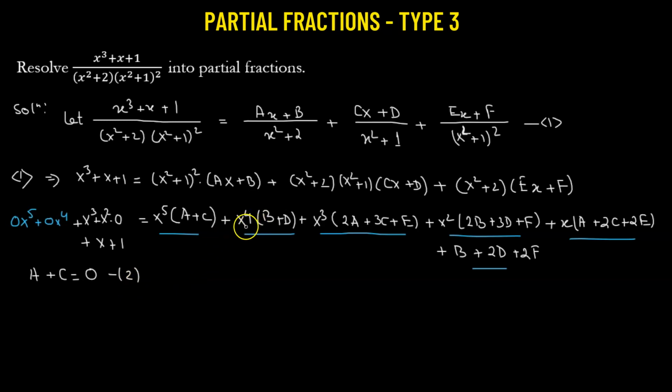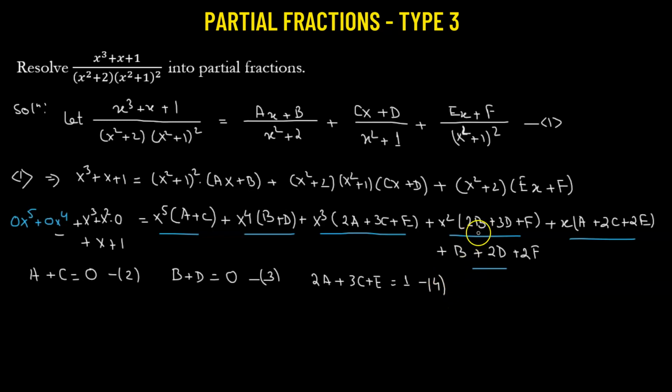Then we come to the next term, which is x raised to the power of 4. Here the coefficient of x raised to the power of 4 is b plus d, and we're going to compare it with the coefficient of x raised to the power of 4 on the left hand side. So that's 0 as well. This is going to give us the third equation. Then similarly, we have the coefficient of x cubed, so that's 2a plus 3c plus e. On the left hand side we have x cubed, so its coefficient is going to be 1. So on comparison we get 2a plus 3c plus e equals 1. This is going to be the fourth equation.